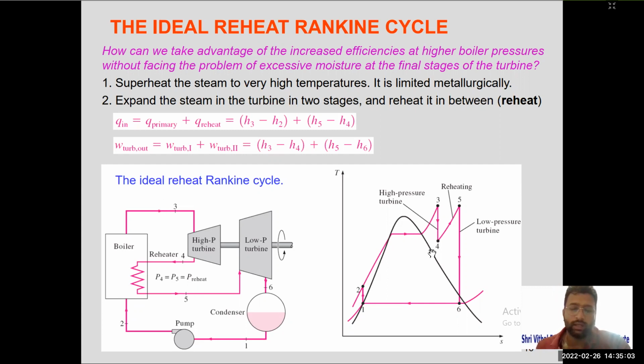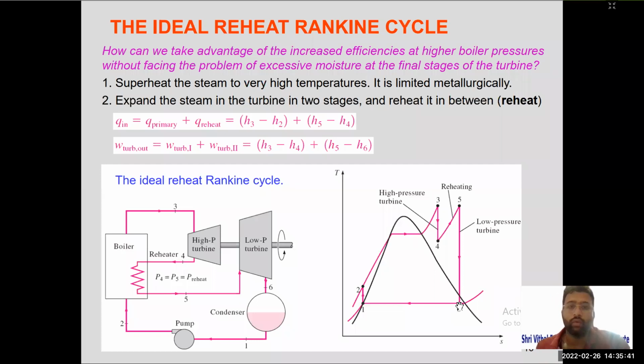Let us see the TS chart here. So initially, 1 to 2, you already know, pumping. 2 to 3 is the boiler. Then 3 to somewhere should have been the point, outlet of turbine. Then 4 to 1. Now in reheat, what will happen? 3 to 4, this will be the high pressure turbine. 4 will be the outlet of the high pressure turbine, then it is again reheated. So you can see 4 to 5 is reheating, and at 5 it is the inlet to the low pressure turbine. Steam passes through the low pressure turbine 5 to 6, and 6 is the outlet of the low pressure turbine.